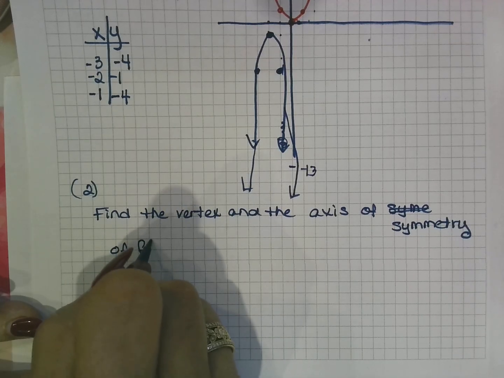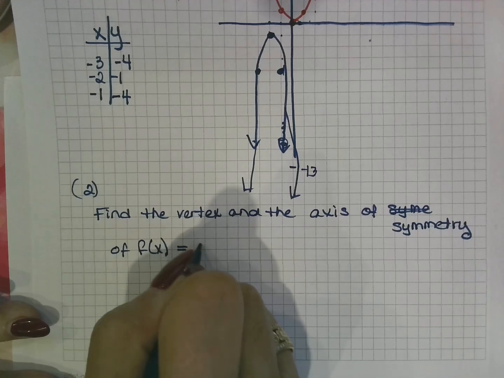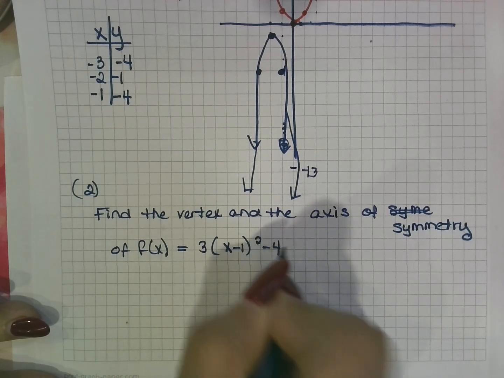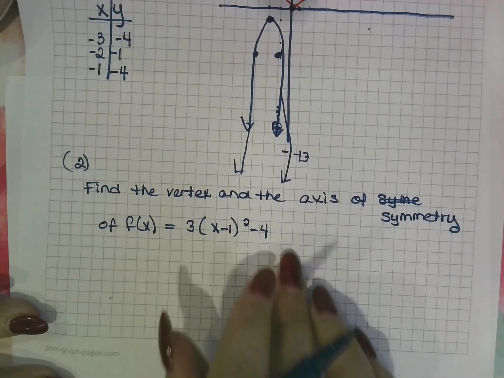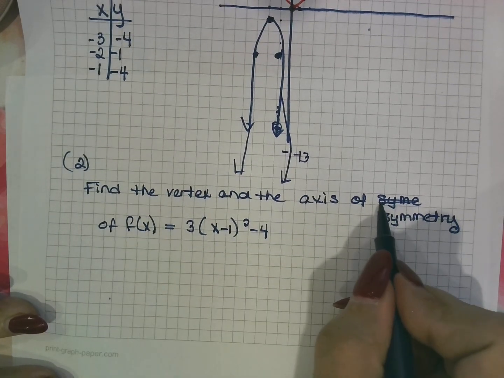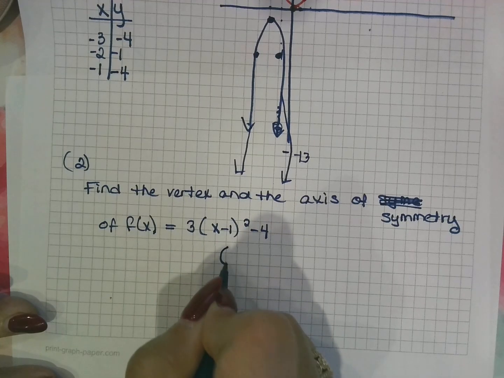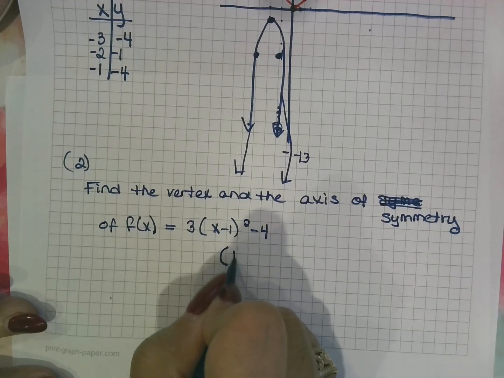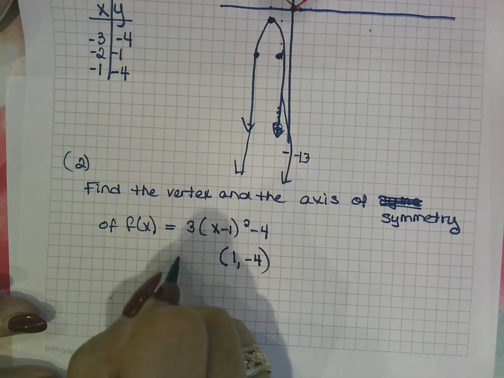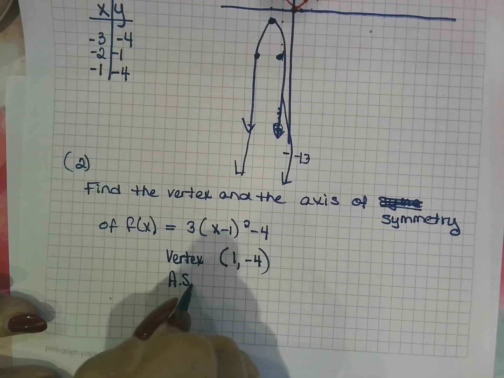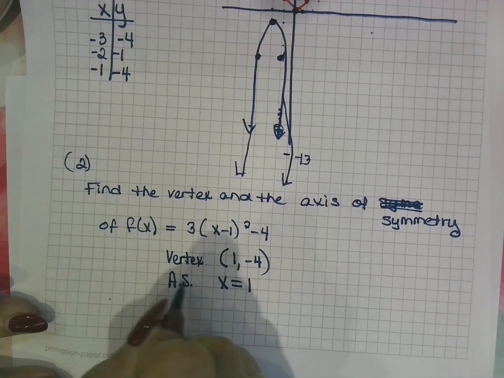f of x equals 3 times (x minus 1) squared minus 4. All right. So again, this is in vertex form. So the vertex is just screaming at you: 1 comma negative 4. So super simple. And your axis of symmetry, x equals 1.